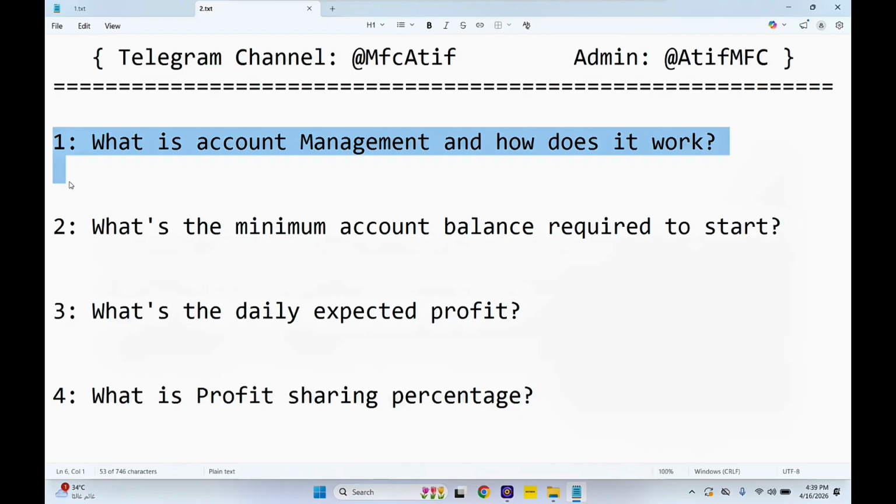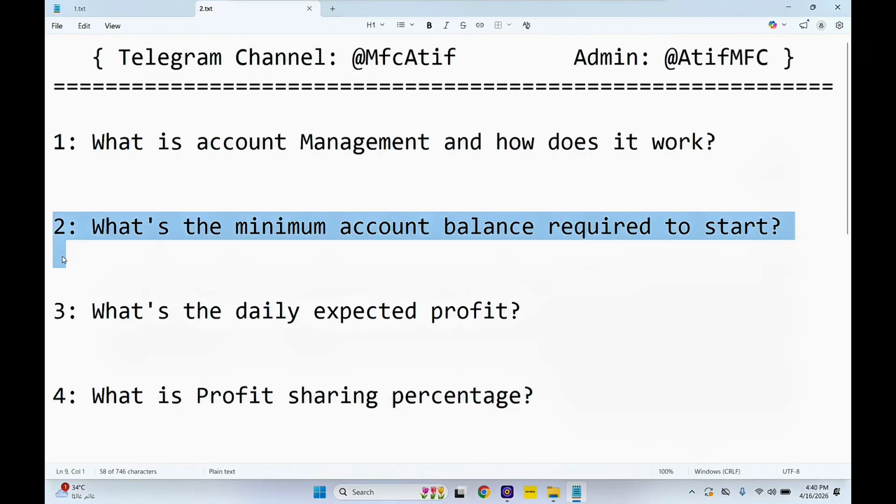So question number 2 is what's the minimum account balance required to start? So guys, the minimum is only $500 to join us. If you have a real account on any trusted broker with a minimum balance of $500, you can join us.